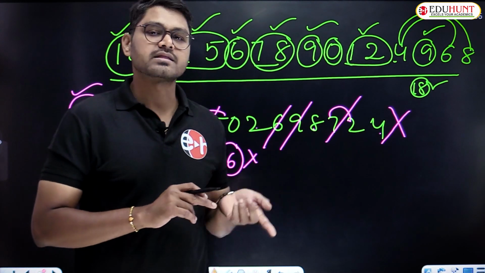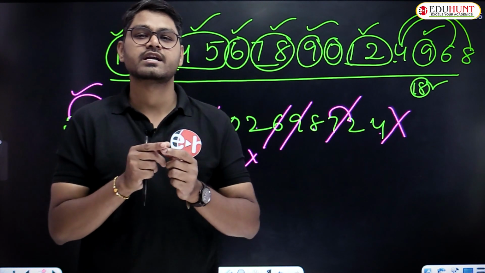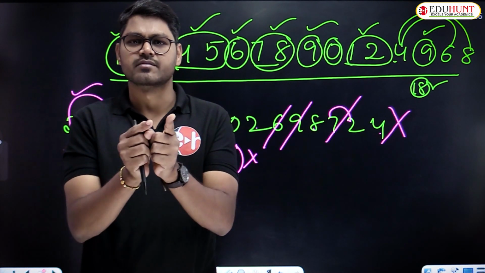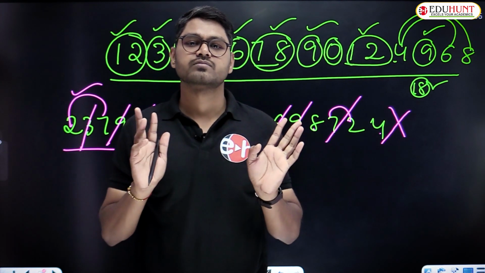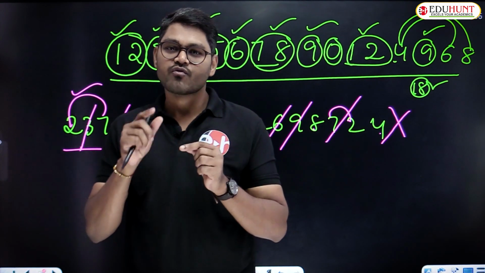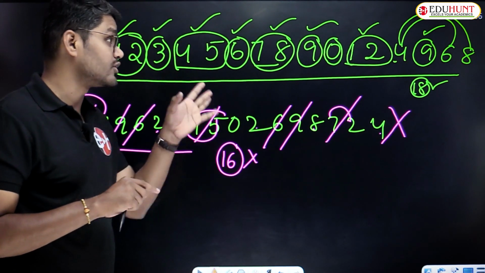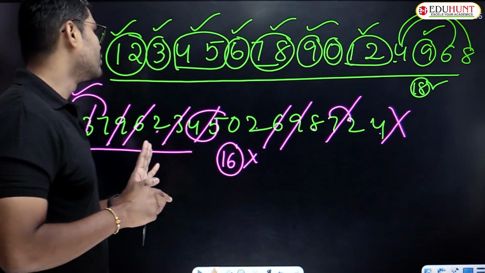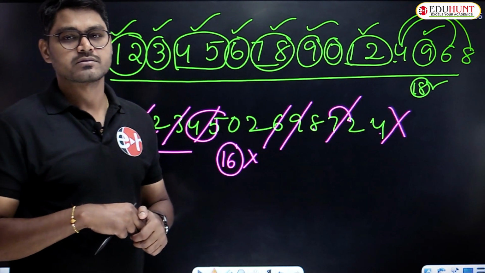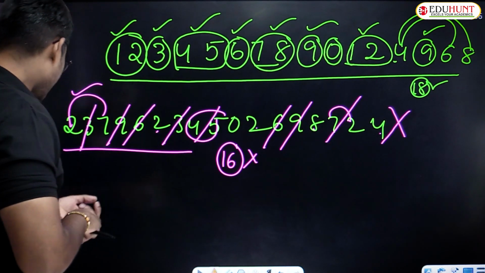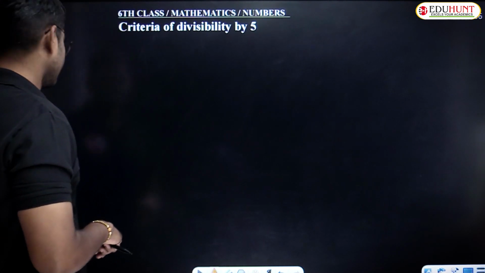But learn that method. What is that one? Sum of the digits of a given number must be divisible by 3. Then the whole number is divisible by 3. Okay, students, while checking the 3 divisibility rule, you must follow this method to reduce the consumption of time in your exam. Okay, let's go to the next divisibility rule, that is 4.